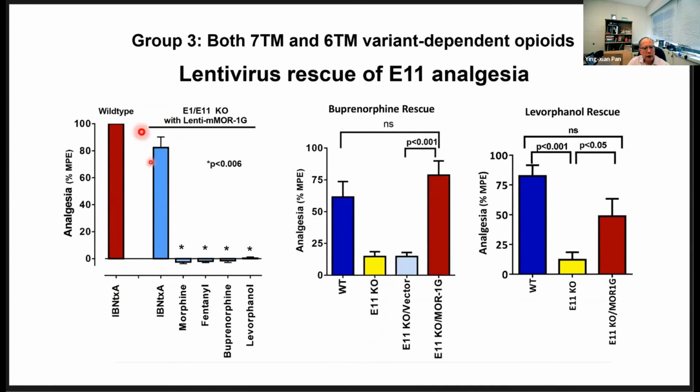So this I showed before. In this knockout, the buprenorphine and norepinephrine analgesia cannot be rescued by lentivirus expression of MR1G. However, in the exon 11 knockout, you lost the buprenorphine analgesia and also lost the norepinephrine analgesia. However, when you introduce the lentivirus, the buprenorphine and norepinephrine analgesia can be rescued. Keep in mind, in that exon 11 knockout, the 7TM variant is intact. So the conclusion is, we consider buprenorphine and norepinephrine both 7TM, 6TM dependent.